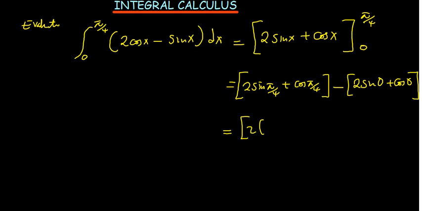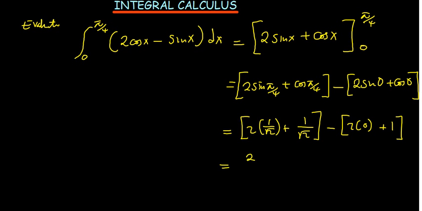Now the question is, what is sin of pi over 4? Well, pi over 4 is simply 45 degrees. The sine of 45 is 1 over root 2. The cosine of 45 is also 1 over root 2. And then minus. Now we have got 2 sin 0, and sine of 0 is a 0. Cosine of 0 is a 1. So this is going to give us 2 over root 2 plus 1 over root 2, and then minus, we just have a minus 1.